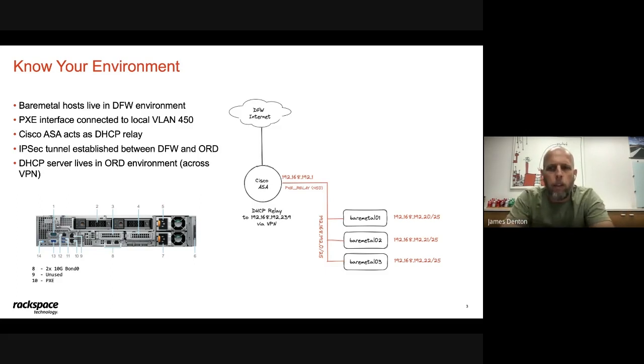In lieu of the DHCP server that would exist in the same local VLAN as this PXE client, our Cisco ASA is going to act as a DHCP relay. So it's going to forward all of the PXE and DHCP requests across the VPN tunnel that exists in the other data center.